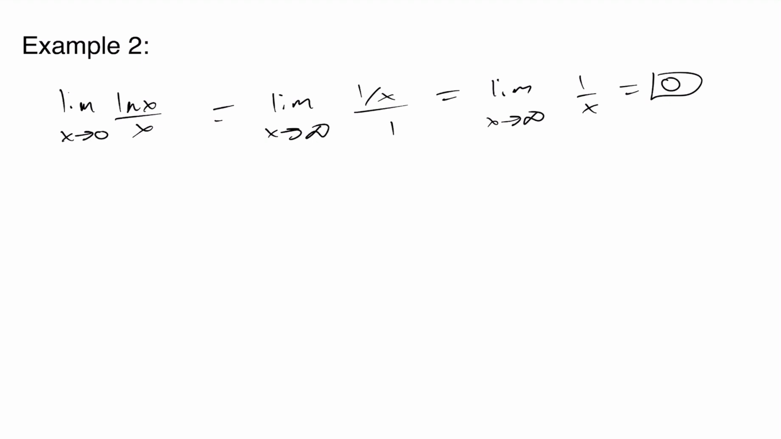So a few important notes to remember: only use L'Hopital's rule for 0 over 0 or infinity over infinity. Take derivatives of the numerator and the denominator separately. And for other forms like 0 times infinity or 1 to the power of infinity, try algebraic manipulation first, then use L'Hopital if needed. I hope this video helped.